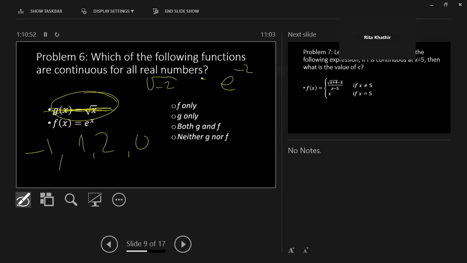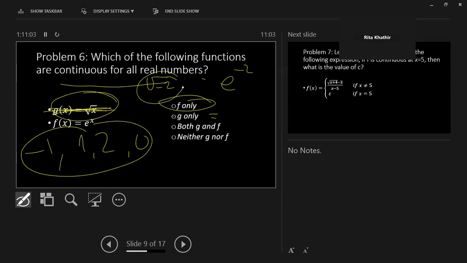Which of the following functions are continuous for all real numbers? Only this one. Yeah, because of this idea: you cannot have the square root of a negative value. In Excel, it will show that it cannot calculate it. Error. No value. Indeterminate.